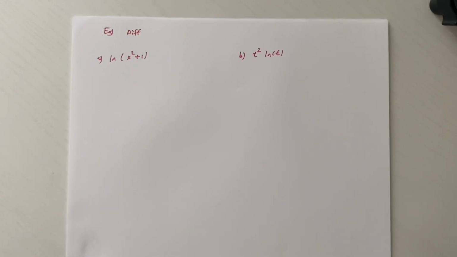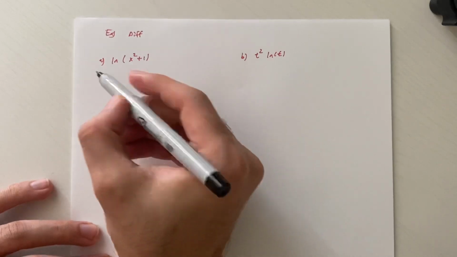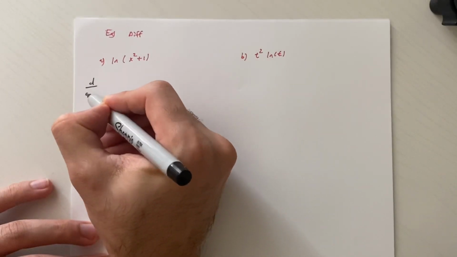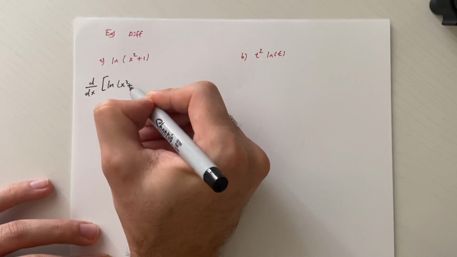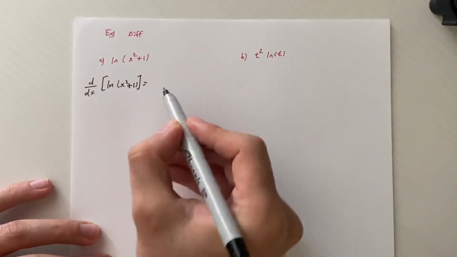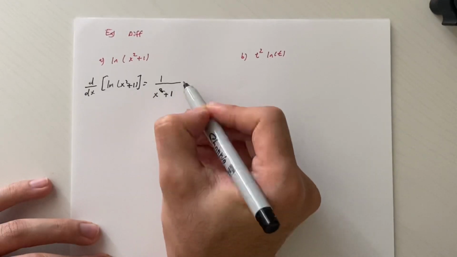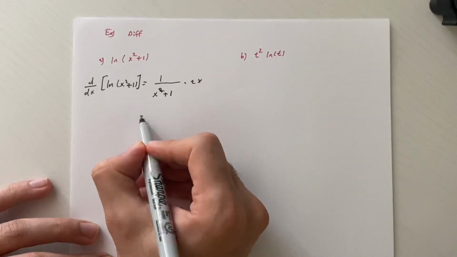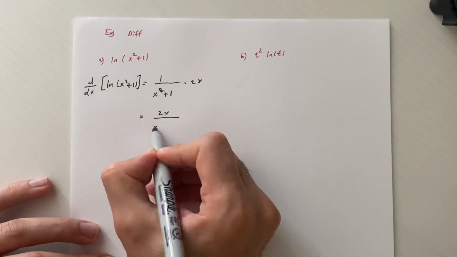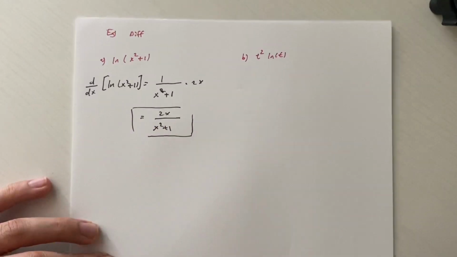Now we have these examples and we want to differentiate them. So first, natural log of x squared plus 1. We want to take the derivative of this function. Notice here we have a function inside of the other, so we have to use the chain rule. First, we start with the outside, which is natural log, whose derivative will be 1 over what's inside the parentheses, and then multiply by the derivative of what's inside the parentheses. That should be our answer.